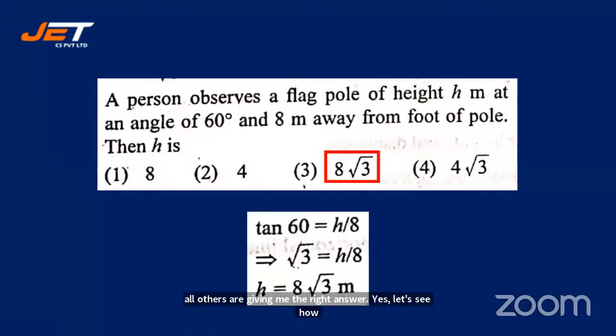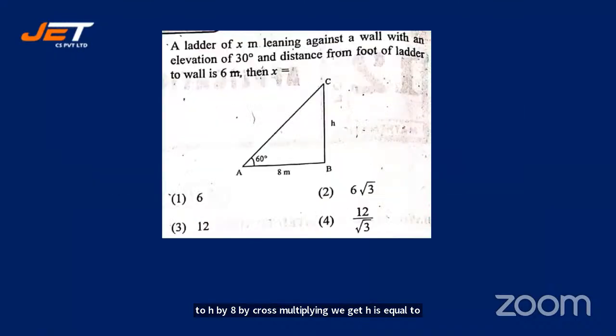Yes, let's see how. Answer is 8 root 3. How? Since we are dealing with the base and the opposite side, you can use tan 60. So what is tan 60? It is nothing but h by 8. What is tan 60? Root 3. So root 3 is equal to h by 8. By cross multiplying, we get h is equal to 8 root 3 meters. All right, good. Let's move on to the next question.